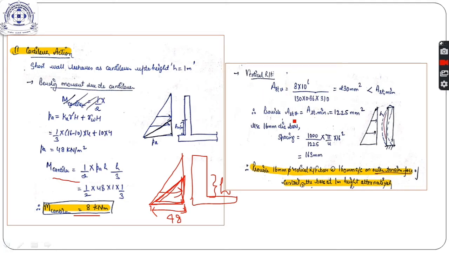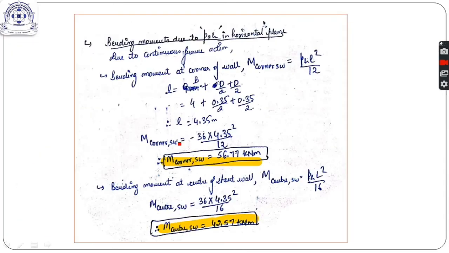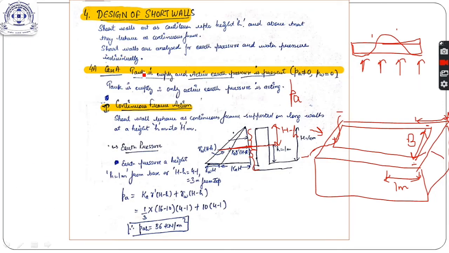We calculate the vertical reinforcement, and obviously it comes out to be quite less, so we use the minimum reinforcement. Therefore provide 16 mm vertical bars at 160 mm center to center on the outer face of the wall. Why the outer face? Because the tension is on the outer face due to this load. And we can curtail some of the bars at 1 meter height because the cantilever moment is acting only up to height h, so we can curtail some bars here and extend others to the top. So this was case 1 for design of short walls, that is when the tank was empty.